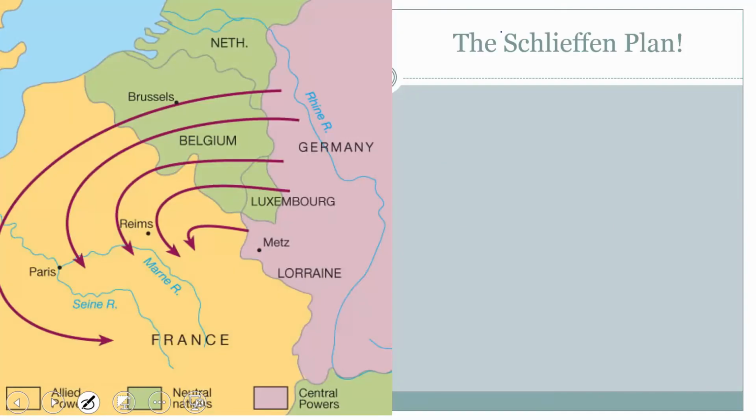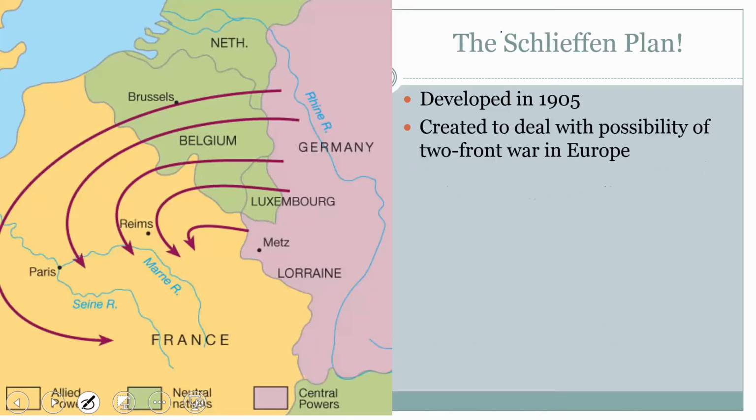So here's the Schlieffen Plan. Developed in 1905 by, you guessed it, Schlieffen. Mr. Schlieffen, I can't remember his first name, was a military general in Germany, and he came up with the idea or the plan for launching an attack to prevent a two-front war. So the problem that Germany's trying to fix is having to deal with fighting France and Russia simultaneously and having to split their military in half in order to do that.